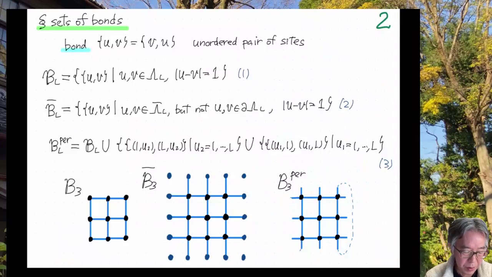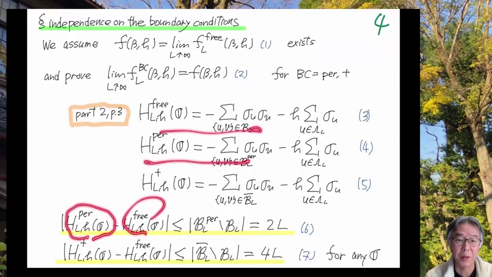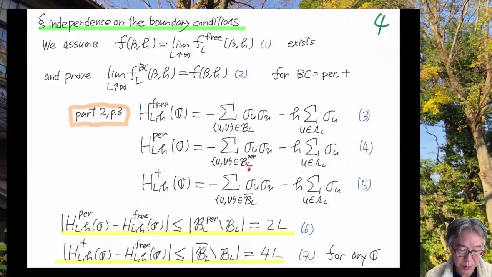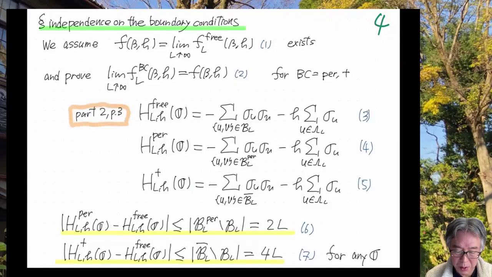For the free boundary condition case, I only use these bonds. For the plus boundary condition case, we use all these bonds, so these bonds are added. And in the case of periodic boundary condition, we use these bonds, so these bonds, which connect opposite sides, are added to this. Okay. So if I consider the difference between the Hamiltonian with the periodic boundary condition and the free boundary condition, the difference comes only from these added bonds.